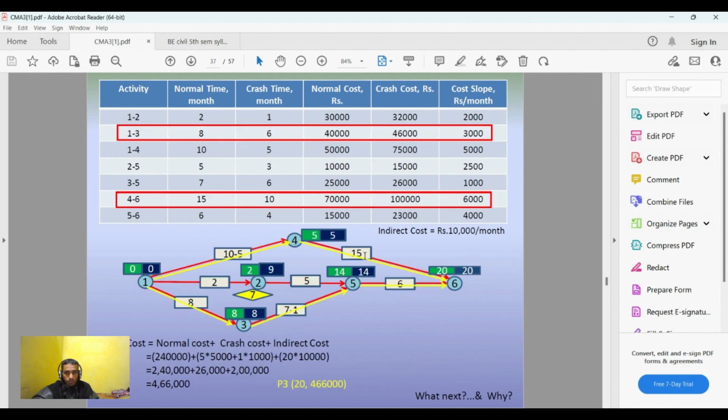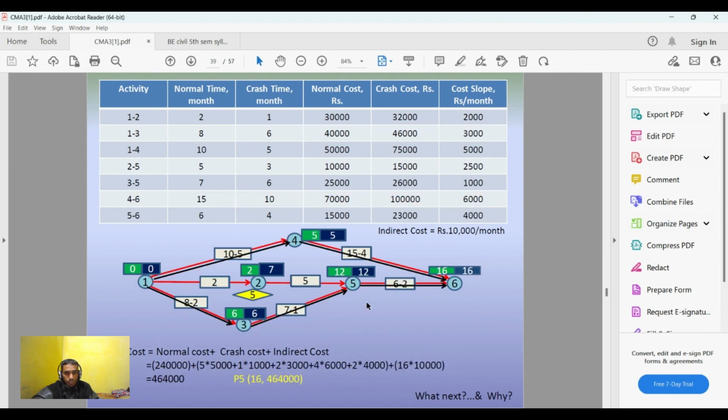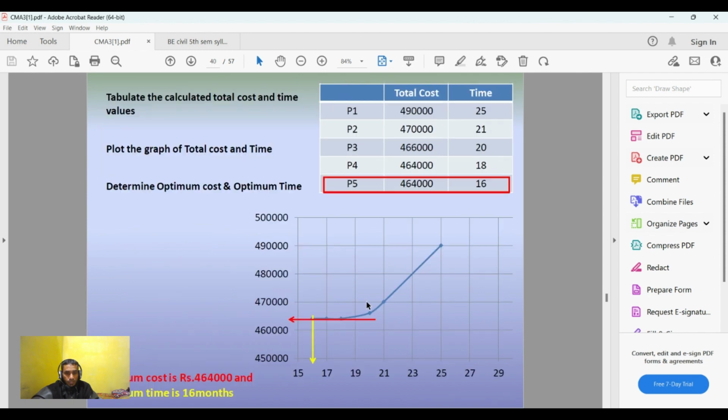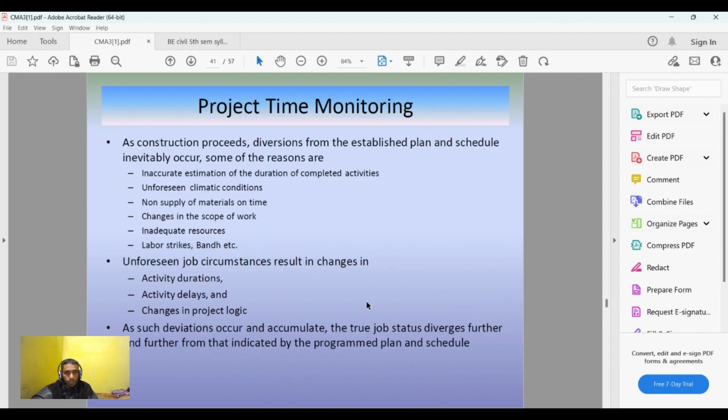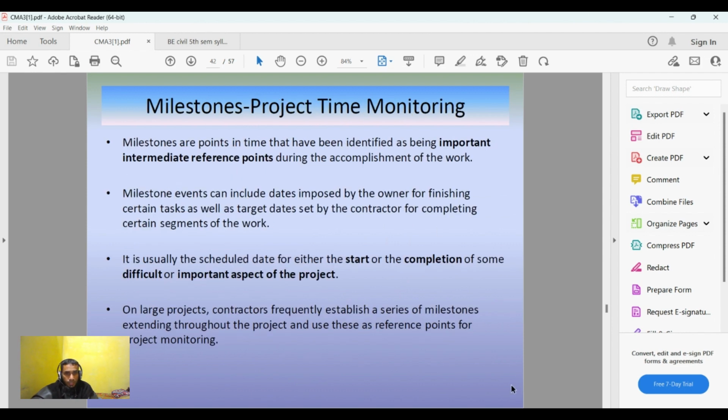So these are some of the problems which are worked out. You have the solution and clear working in these problems. You can go through these. Then project time monitoring is not included in the syllabus, but the milestone chart is included. So get to know about these milestones. Milestones are important points in time, which are considered very important and serve as intermediate reference points during accomplishment of work.